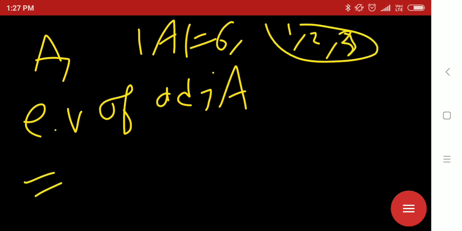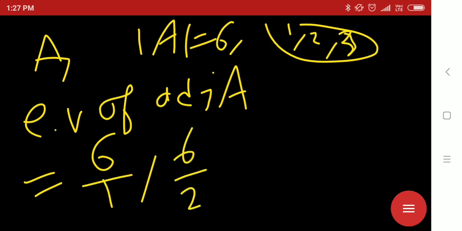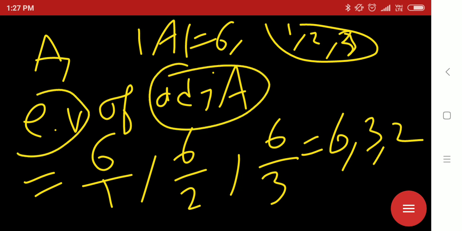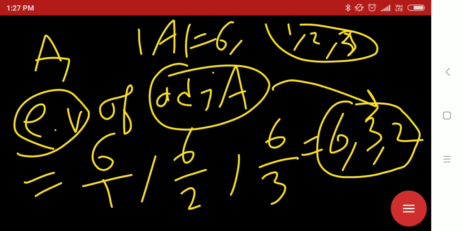So the eigenvalues of adjoint of A equal 6 by lambda 1, 6 by lambda 2 and 6 by lambda 3, that is 6 by 1, 6 by 2 and 6 by 3. That will be 6, 3, 2. So the eigenvalues of adjoint of A are 6, 3, 2.